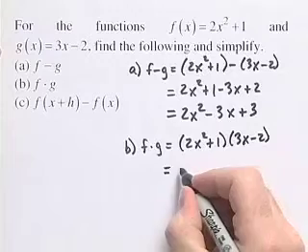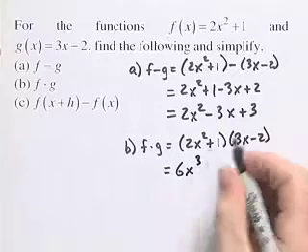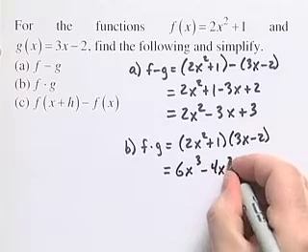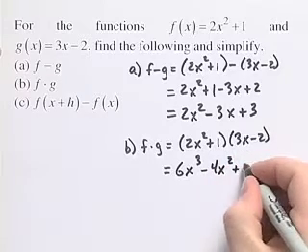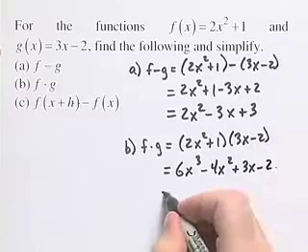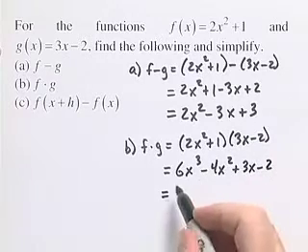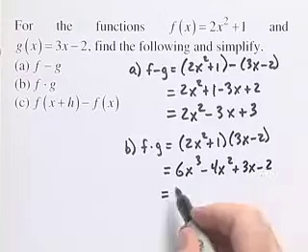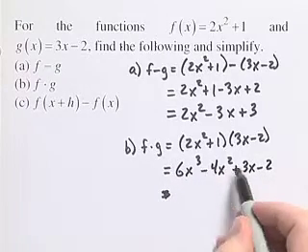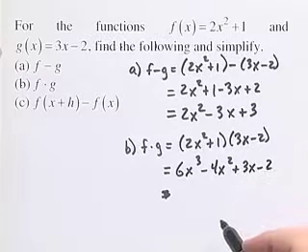2x squared times 3x will be 6x cubed. 2x squared times negative 2 is minus 4x squared. 1 times 3x is plus 3x, and 1 times negative 2 gives us minus 2. Collect the like terms if there are any. There are no like terms that we can collect, and so f times g is just 6x cubed minus 4x squared plus 3x minus 2.